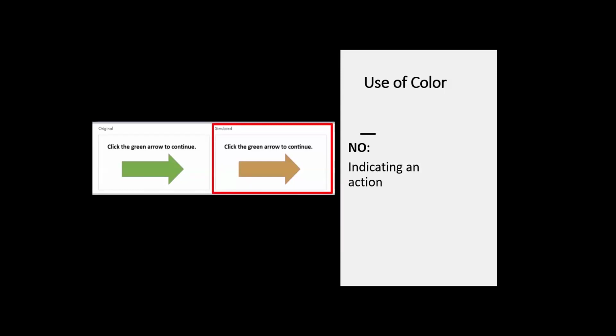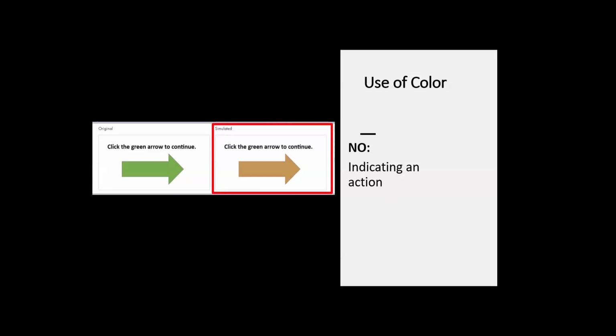So in this particular case, and this is also not great because it says click. And if you were in any of my previous webinars, you know that we really want to move away from using the word click because not every learner uses a mouse. So even if it said select the green arrow to continue, this would still be a problem for people who have a visual impairment, particularly if they cannot distinguish between colors.